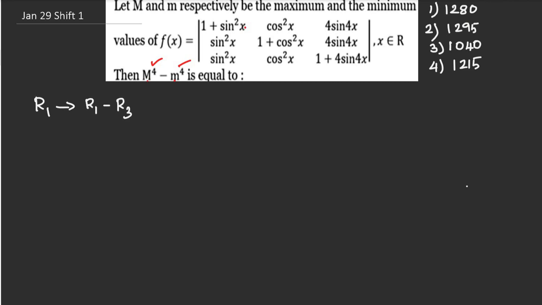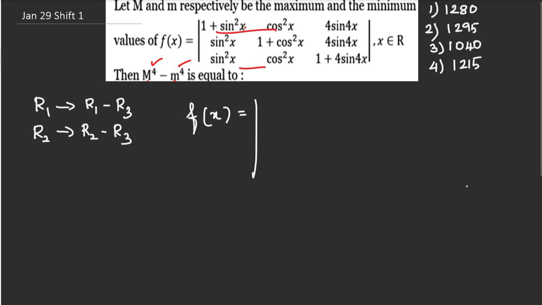Similarly R2 goes to R2 minus R3. We'll see what determinant we get. F of x is equal to the determinant with R1 minus R3. So I am going to subtract the last row from the first row. Here the elements so formed will be 1, 0 and minus 1. Similarly, this is R2 minus R3.